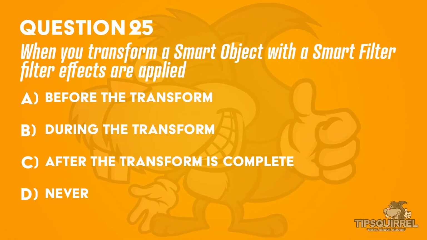And question 25, we're on the home stretch now. When you transform a smart object with a smart filter, filter effects are applied A, before the transform, B, during the transform, C, after the transform is complete, or D, never.